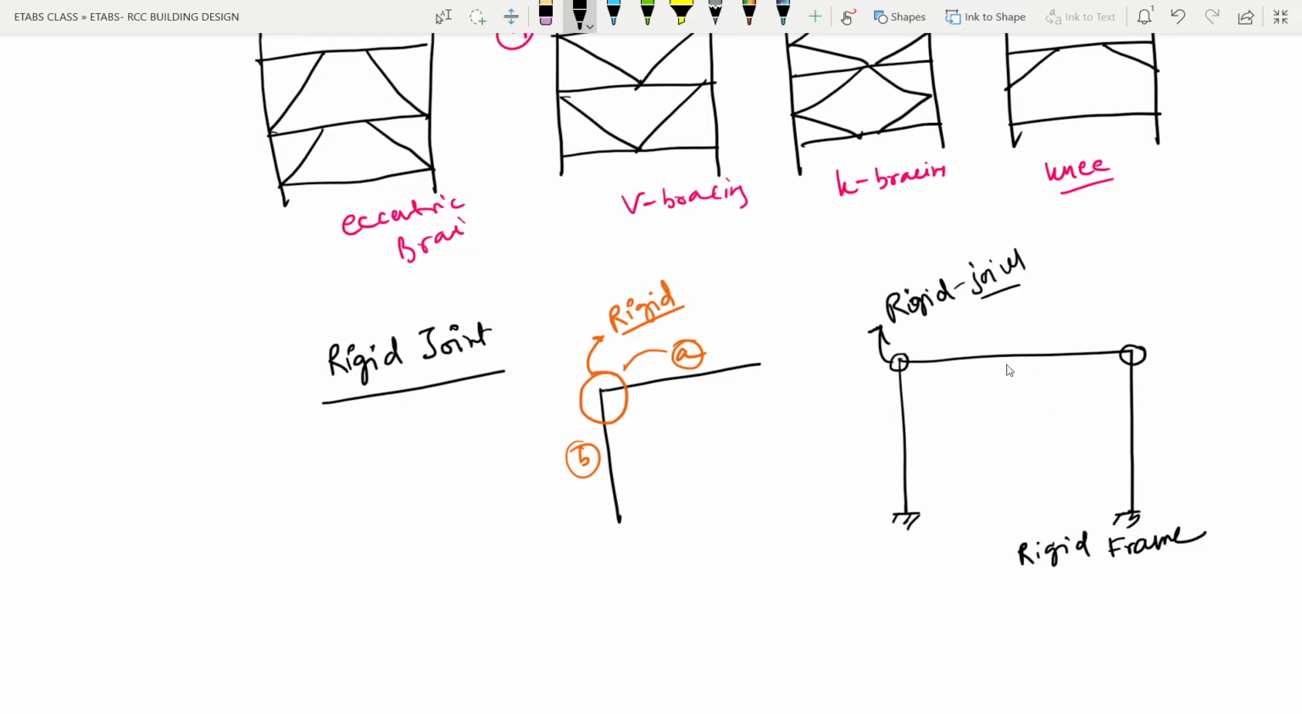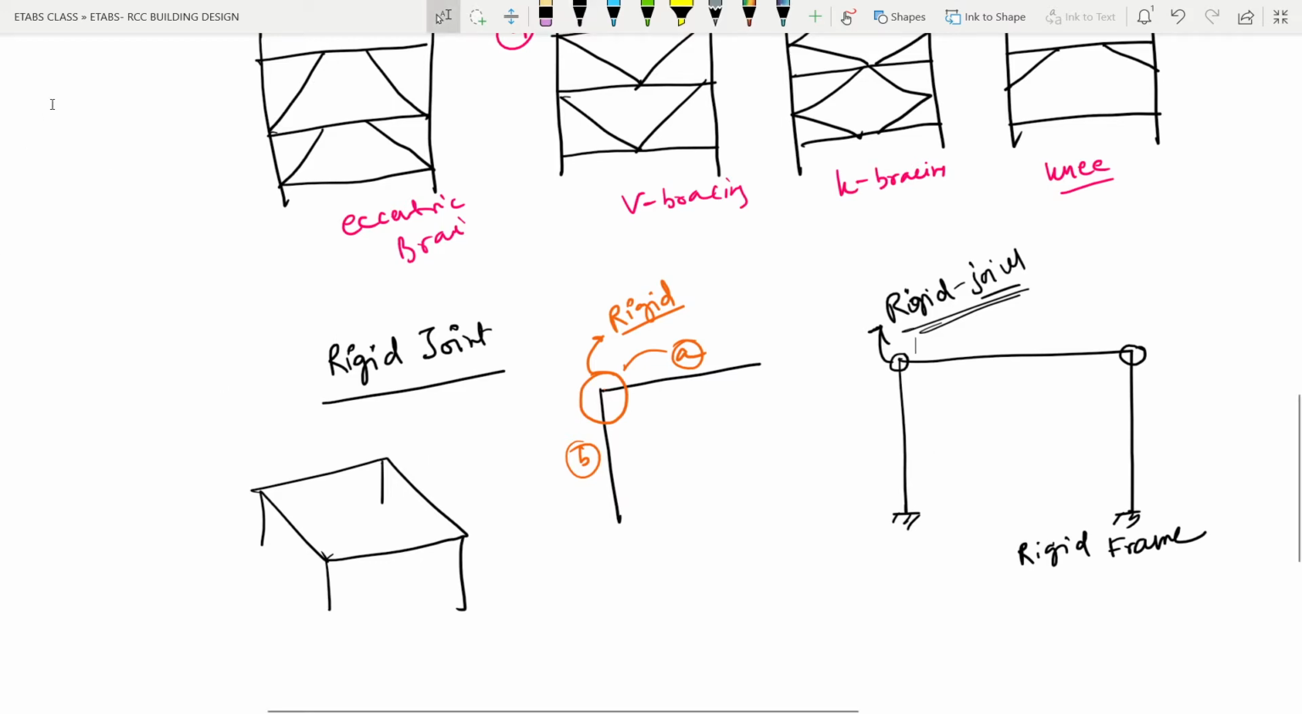So where do we see this kind of frame? If I just draw a 3D frame like this, mostly in case of concrete structures, you will see there will be no bracings and all. There will be only beams and columns like this, and these beams and columns have this kind of joints, which are called rigid joints. That's why most of the frames in concrete structures are actually rigid frames, and the joints are rigid joints.